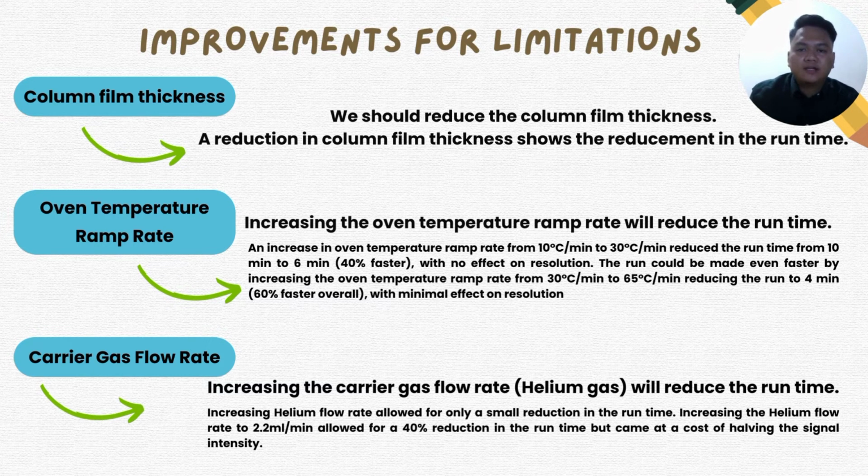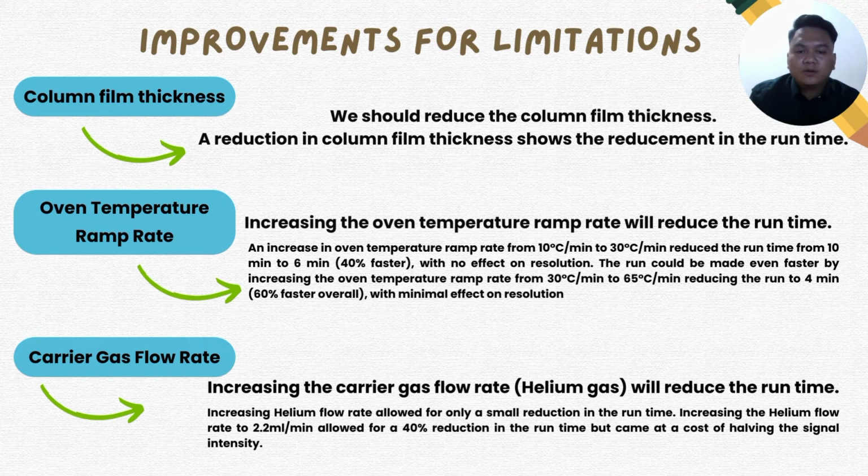First one is column film thickness. By reducing the column film thickness, we get a reduction in the runtime. The second one is the oven temperature ramp rate. We can increase the oven temperature ramp rate, which will reduce the runtime. An increase in oven temperature ramp rate from 10 degrees Celsius per minute to 30 degrees Celsius per minute reduces the runtime from 10 minutes to 6 minutes, which is 40% faster, with no effect on resolution.